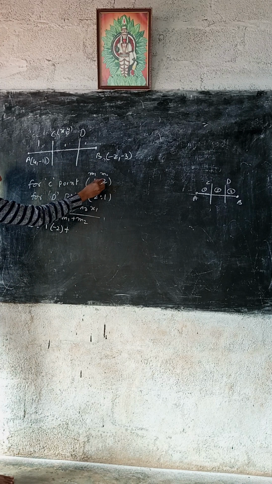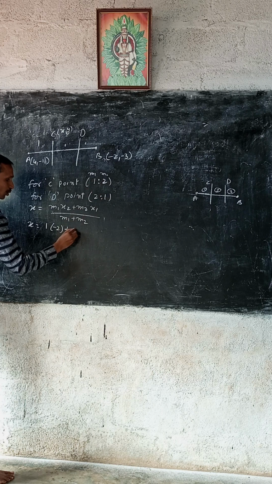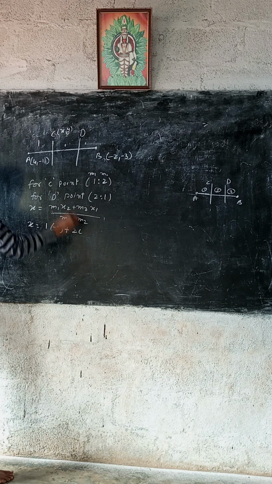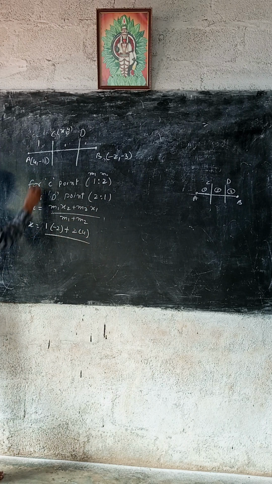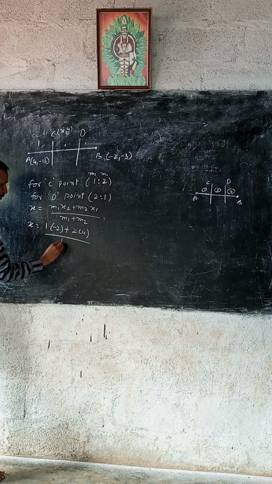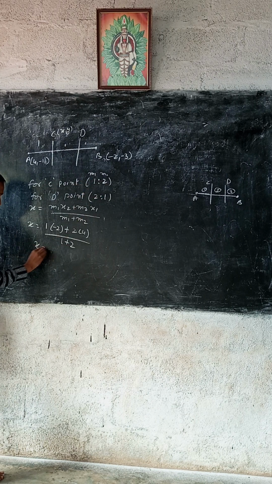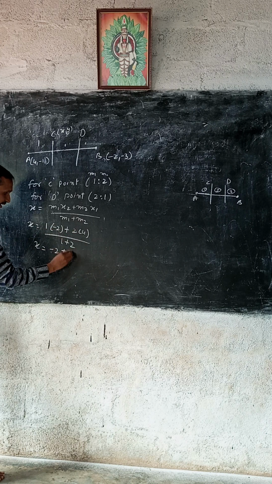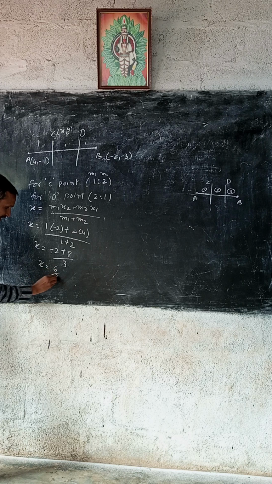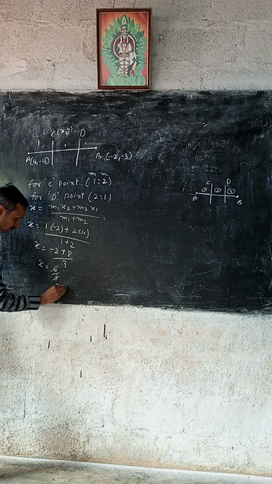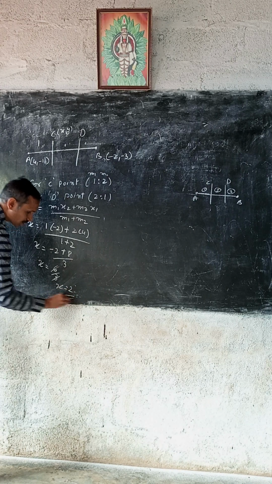So m2 is 2, multiplied by x1, and x1 is 4, divided by m1 plus m2, which is 1 plus 2. Then x = (1 × (-2) + 2 × 4) / (1 + 2) = (8 - 2) / 3 = 6/3. So x is equal to 2.